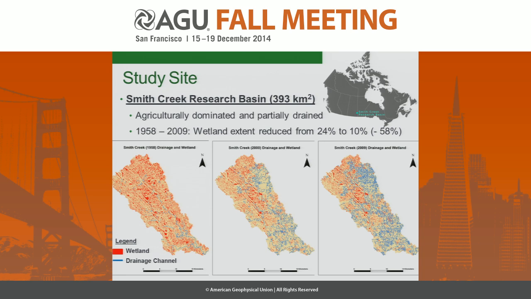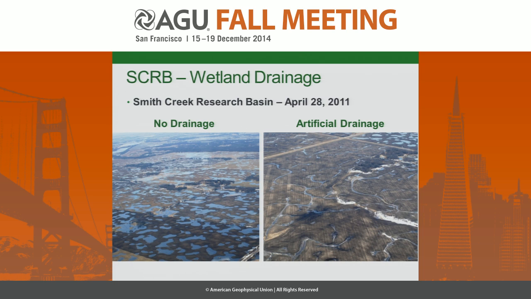The wetlands here, I should mention, are the red color in the figure, and the drainage channels that have been formed by the farmers are colored in blue. So we're seeing this massive loss in the wetland area in the basin. And when I'm talking about wetland drainage, this is kind of what I'm referring to. This is how it alters the landscape.